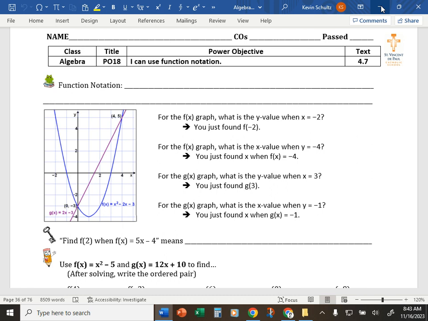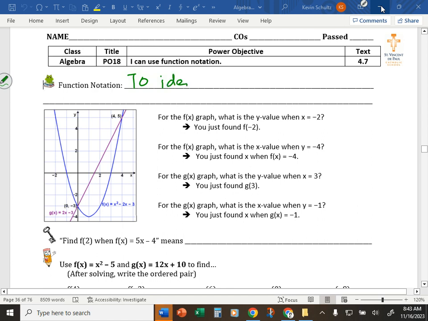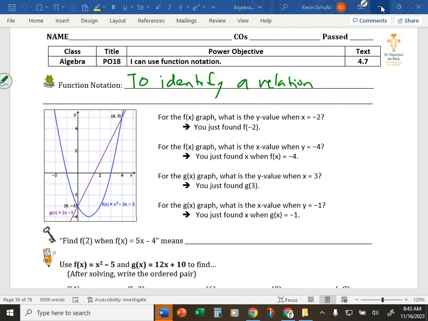For those that weren't here yesterday, what definition did we put down for function notation? What does it do? What's its purpose? James. Way to identify a relation. Okay. It is a way to identify a relation as a what? As a labeled graph. It's a way to identify a relation as a function. If you see function notation, whatever relation it's referring to, a table, a graph, or whatever, it's guaranteed to be a function. Right? That's the first thing.